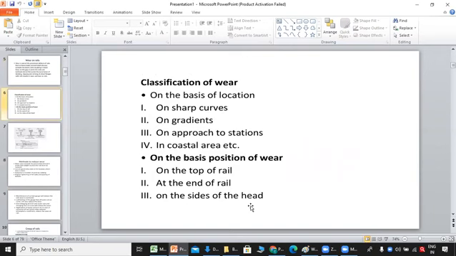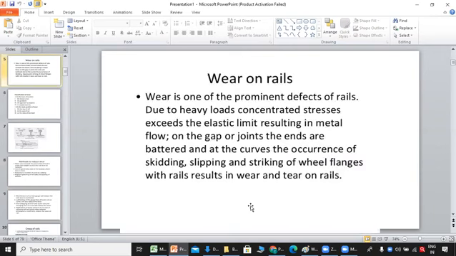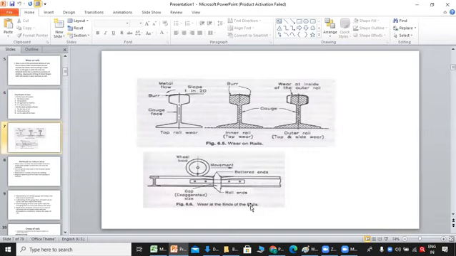So here in wear, what happened, if you see the joints. Now I will show you one diagram. Now see here in figure number 6.6. If you see, the two rails are joined by using the fish plate. You can see this cursor, this is one rail, this is another rail, two rails are joined by using these fish plates, and you see the nut bolts.